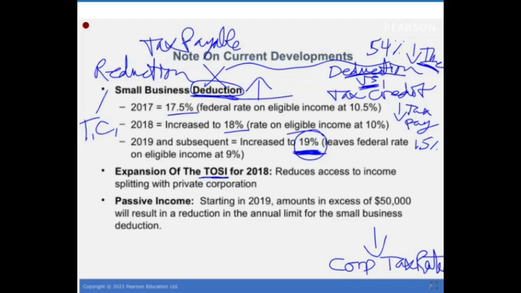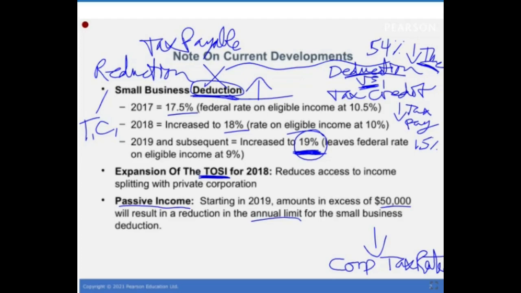We will get to these TOSI rules. That affects corporations in that the owners of the corporation have limitations on how they can spread their income out and decrease their personal tax rates. We also had some developments with passive income. Starting in 2019, amounts in excess of $50,000 will result in a reduction in the annual limit for the small business deduction. We haven't really learned any of this stuff yet, so these might not mean anything to you yet, but those are some of the current developments.